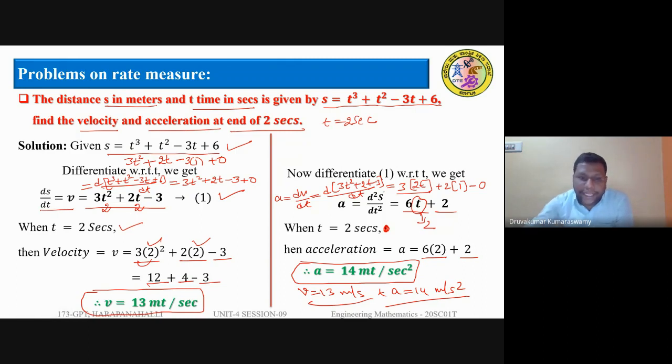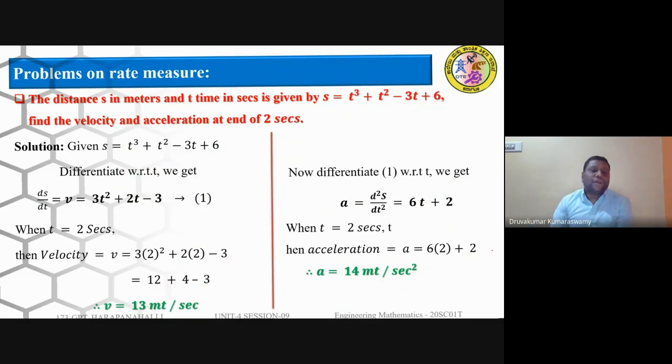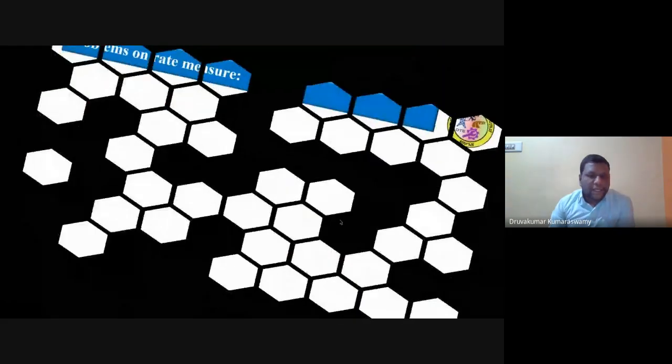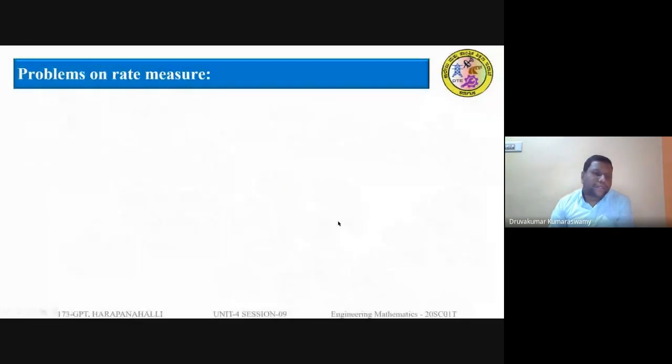Then to find acceleration, differentiate equation 1 with respect to t. So differentiation of t square is again 2t and differentiation of t is 1. Differentiation of 3 is 0. So we get 6t plus 2. Then to find acceleration when t equal to 2 seconds, in the place of t, substitute 2. So that is 6 into 2 plus 2. So therefore, acceleration is 14 meter per second square. Now we move on to another problem here.